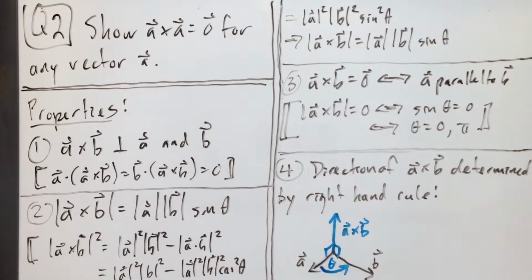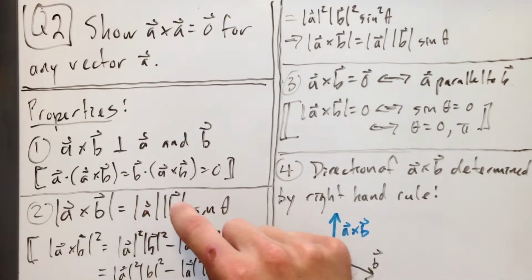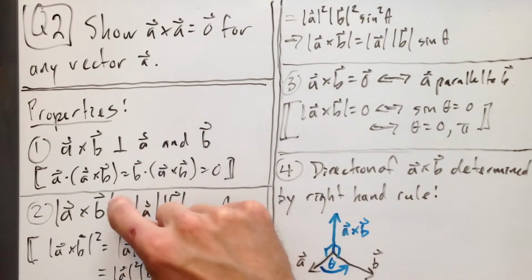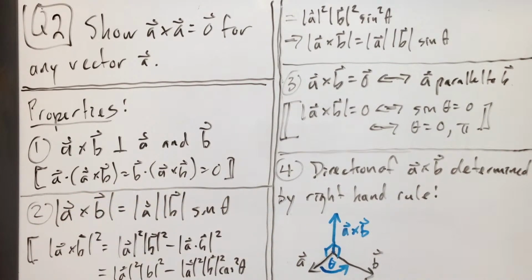The second property is that the magnitude of A cross B is equal to the magnitude of A times the magnitude of B times sine of theta. So this looks a lot like the formula for the dot product, which is A dot B equals magnitude A, magnitude B, cosine theta. We have sine theta here, but note that this is the magnitude of A cross B and not just A cross B itself.